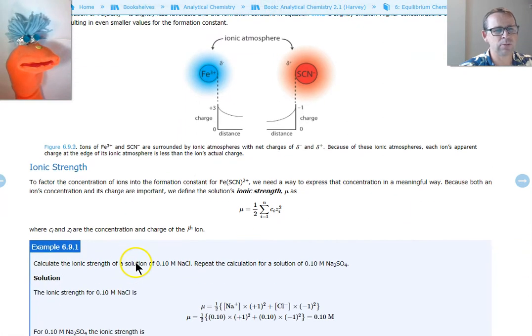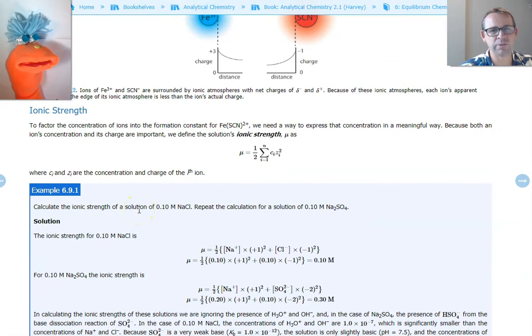Now, the concentration of ions in solution we have a term for, which is called ionic strength. The ionic strength formula is this, where essentially you take the concentration of the ion times the charge of the ion, and you square that charge, and then you add up those values all together, so the concentration of all the ions times their charge squared, add them all up, and then you divide by 2. All right?